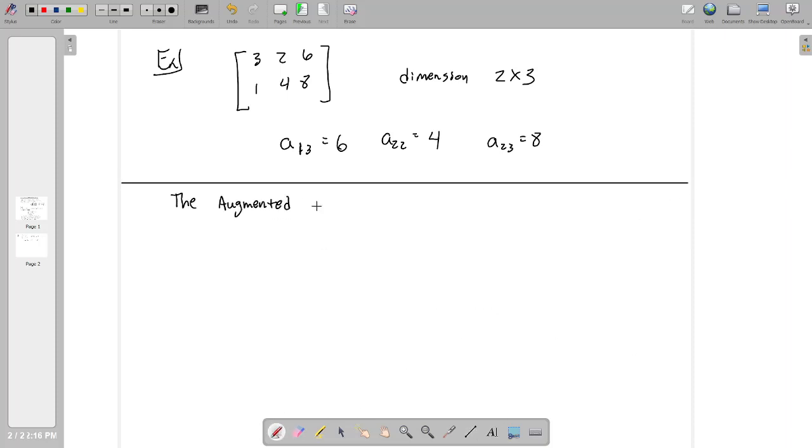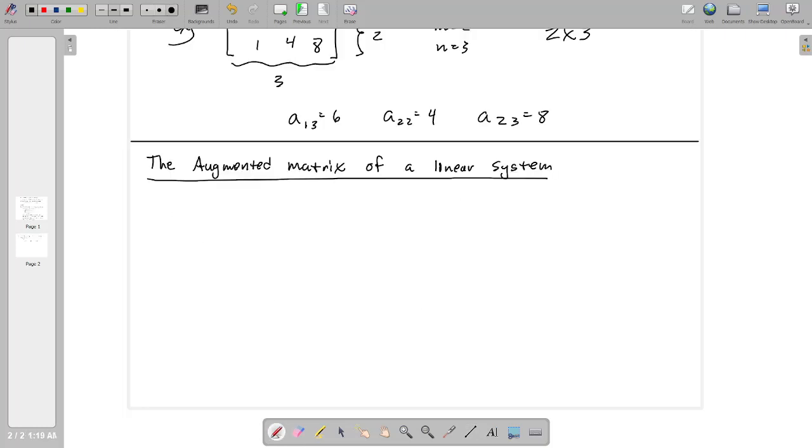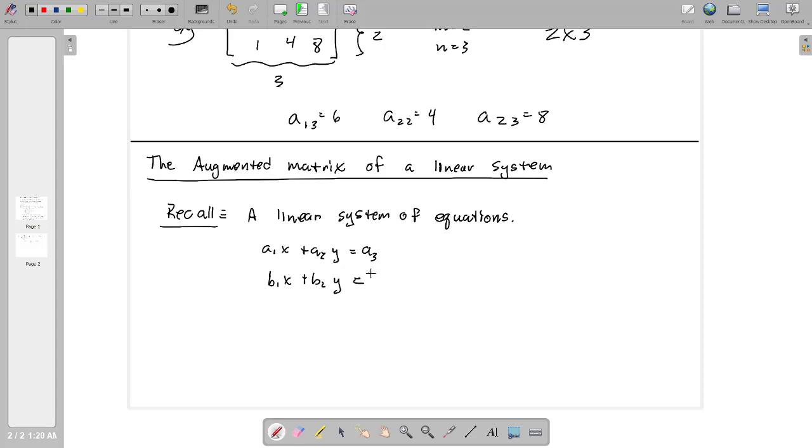The next thing I want to talk about is the augmented matrix of a linear system. Recall what a linear system of equations actually is. Remember, it looks like this: a sub 1 x plus a sub 2 y is equal to a sub 3. b sub 1 x plus b sub 2 y is equal to b sub 3.